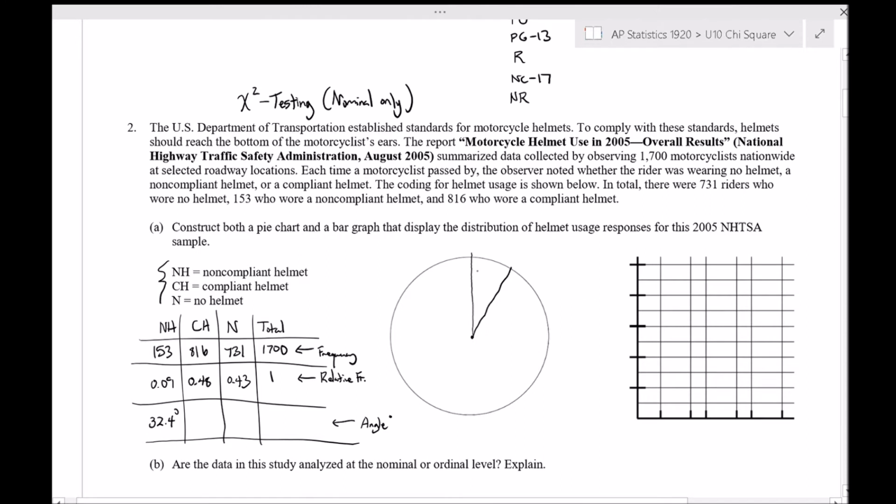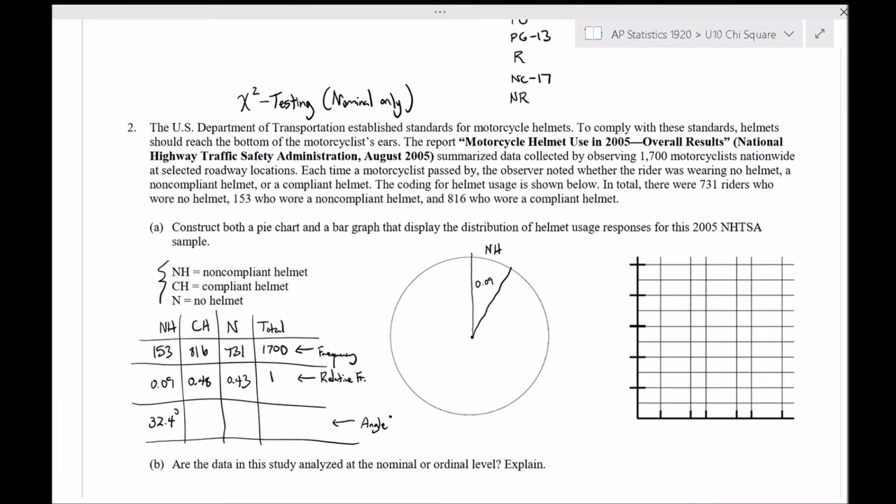So this is 9%, 0.09, and that's for those in the non-compliant helmet category. They had a helmet, but they weren't in compliance with standards. So let's talk about the compliant helmets. 0.48 is about half. So we're talking about half of a circle, which I can calculate that anyway.